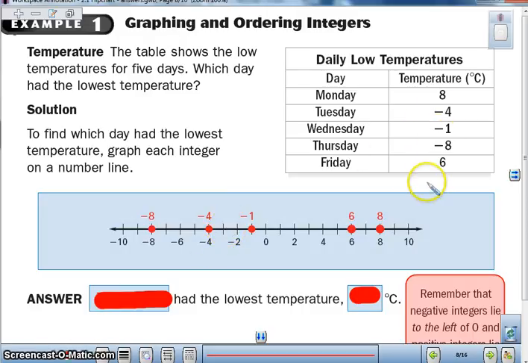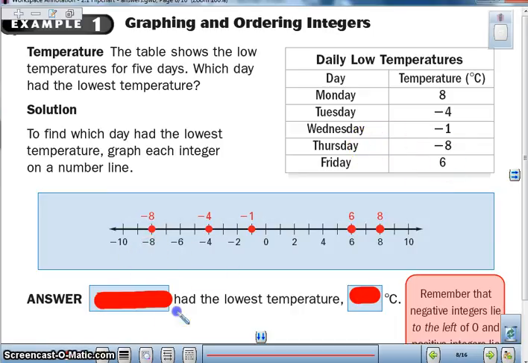So if these are the daily low temperatures for 5 days, maybe January, could be December, hopefully not ever June, right? Monday through Friday temperatures. If we were going to list these temperatures and they asked us to tell us which day had the lowest temperature, on this one our lowest temperature should be the -8.